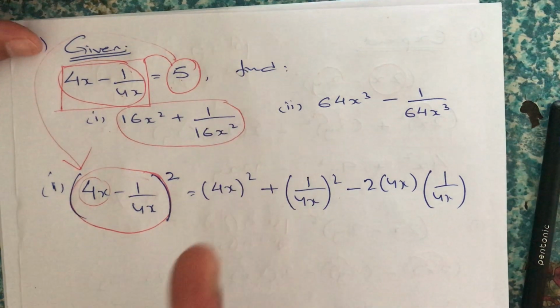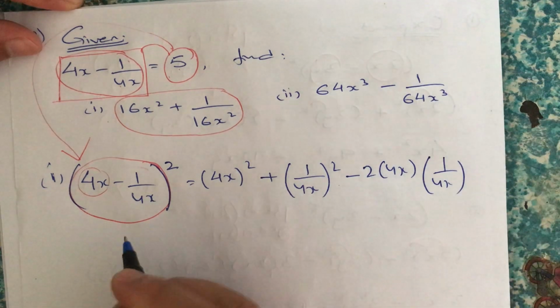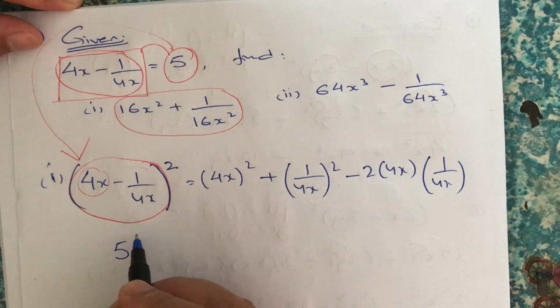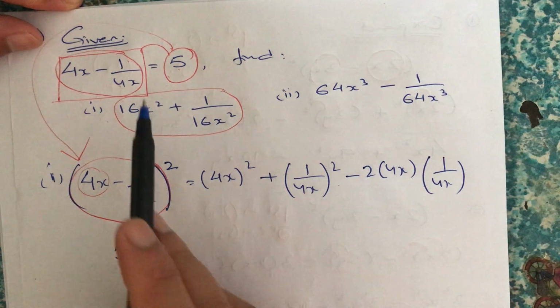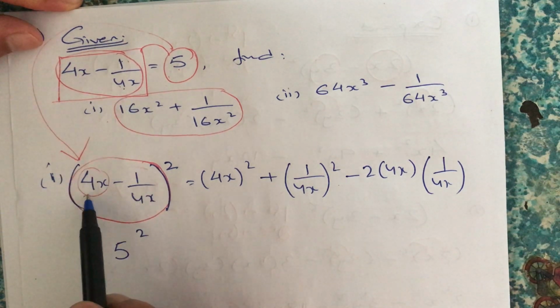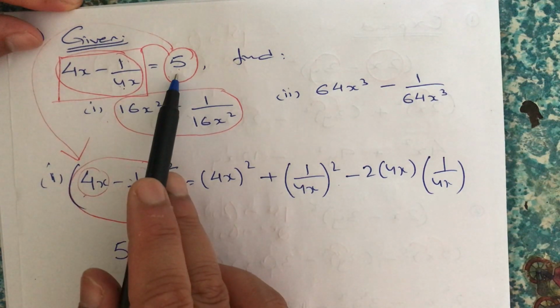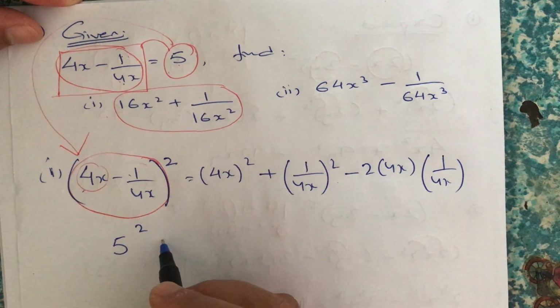So the second step is always substitution. So what do we write? Instead of this, we write a 5 and then the square as it is. This 4x minus 1 by 4x was given to me in the question as 5. So we substitute 5.